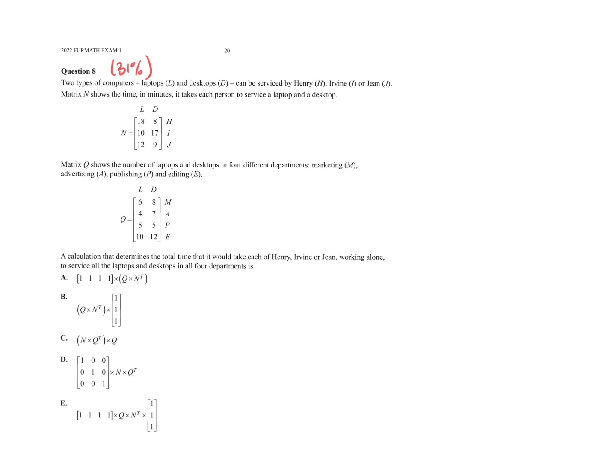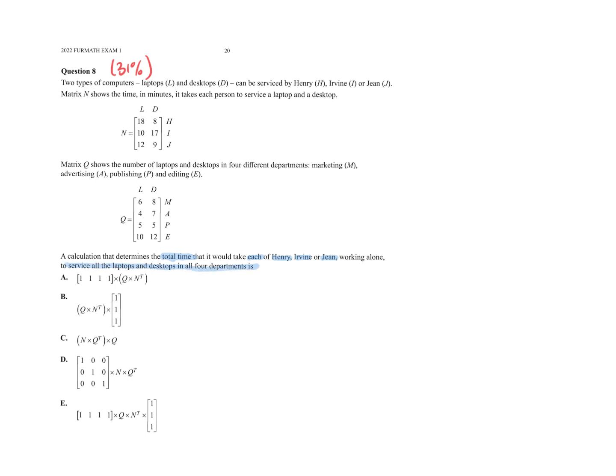Now, a calculation that determines the total time. With these ones, you really have to work out what the actual answer needs to look like. So the calculation that determines the total time that will take each of Henry, Irvin and Jean working alone to service all the laptops and desktops at the 4 departments is.